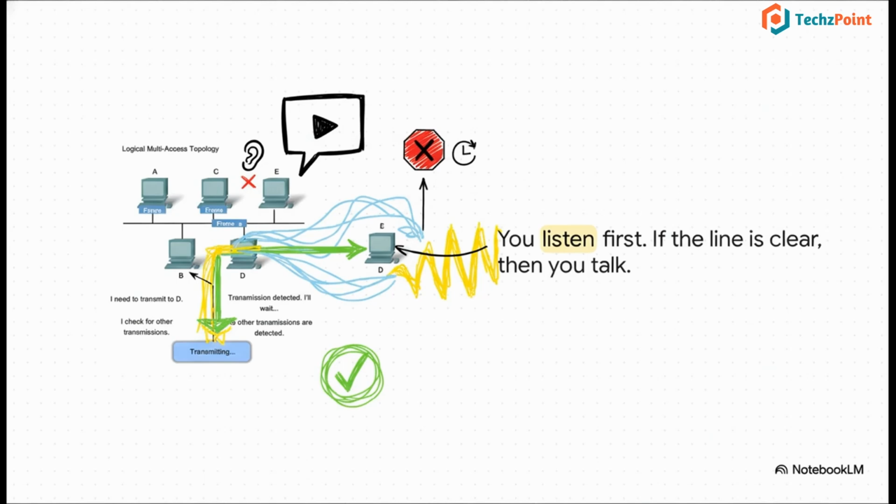A computer literally checks the line to see if anyone else is transmitting. If it hears silence, great. It goes ahead and sends its frame. But if it detects someone else is already talking, it just waits. It's simple, it's elegant, and it's the foundation of how Ethernet has worked for decades.